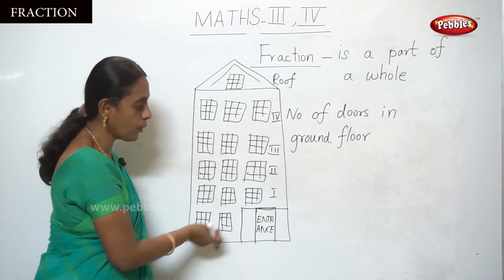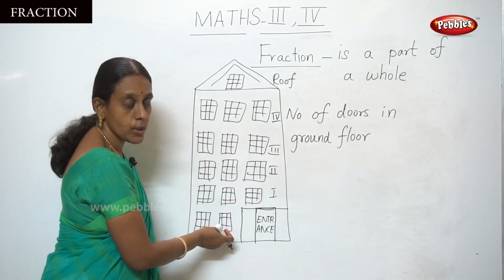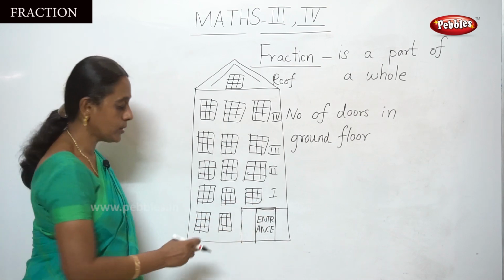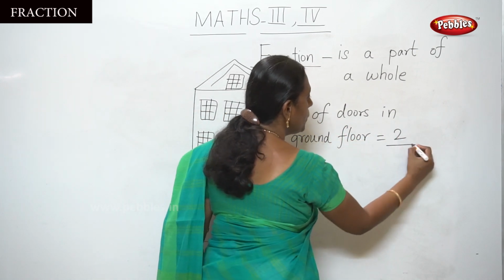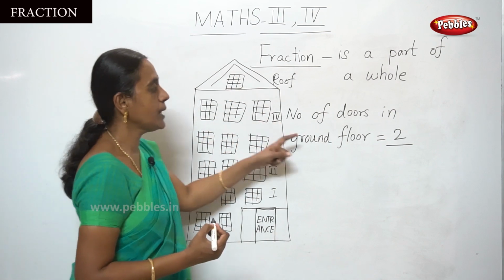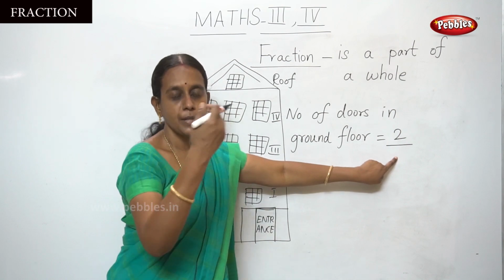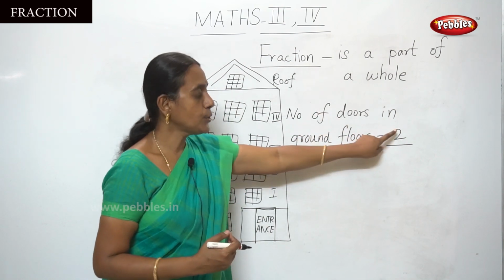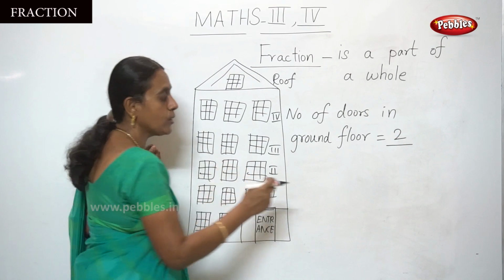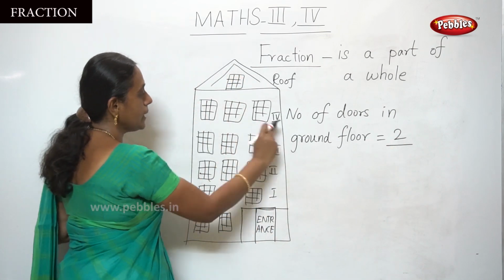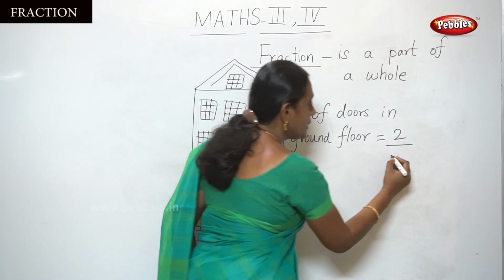This is the ground floor, and first, second. Here you have to count the doors, that is 1 and 2. This one is the entrance door. These are the two doors. So the number of doors in the ground floor is 2, and a fraction is always like this: one number we write on top and the other number below. So the fraction is 2 by another number. Here the total number of doors you have to write down: 3, 6, 9, 12, 13, 14 and 15. Here that is 15.